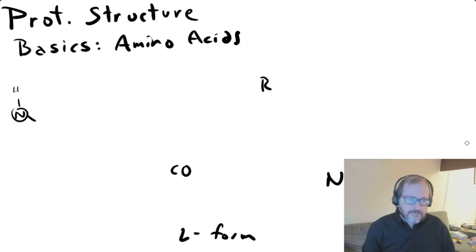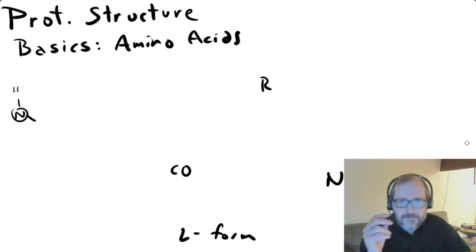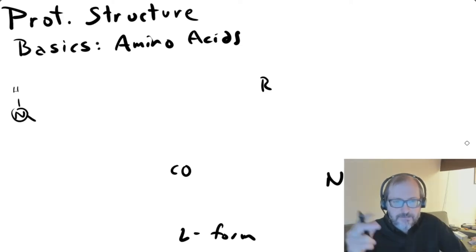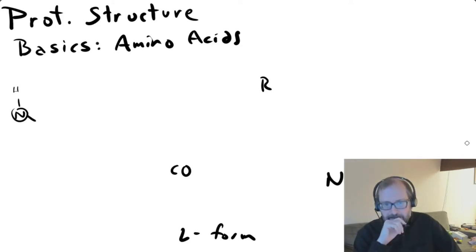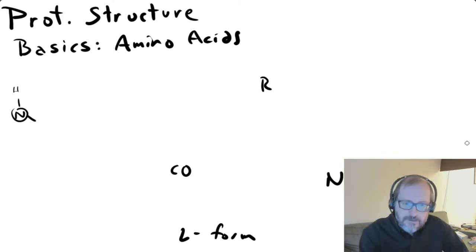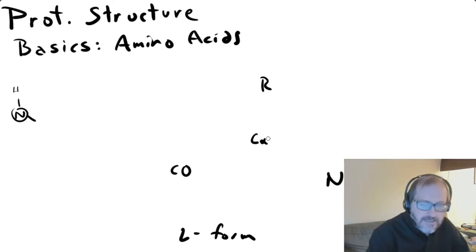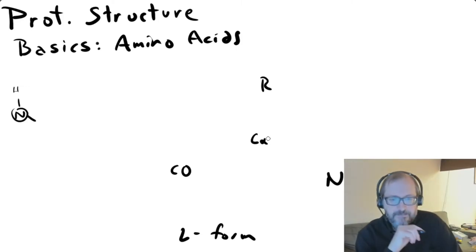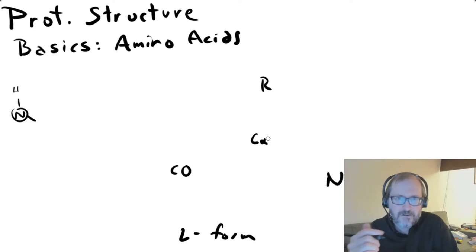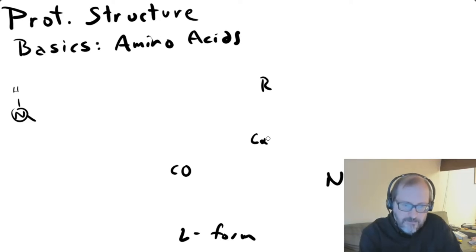So, you should have already been introduced to amino acids. So this will be a bit of a review, but you should recall that molecules can have chirality. And the preferred chiral form of amino acids is the L form.